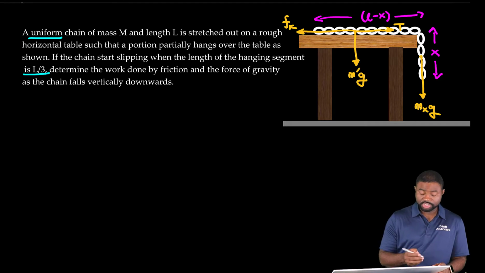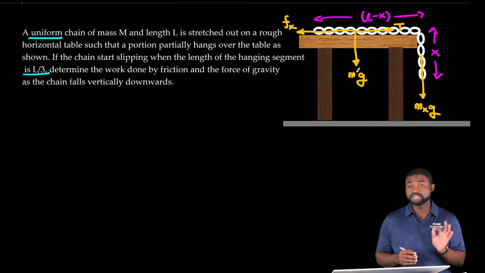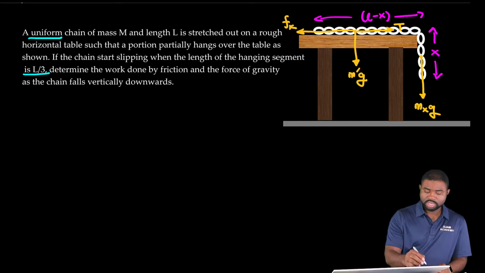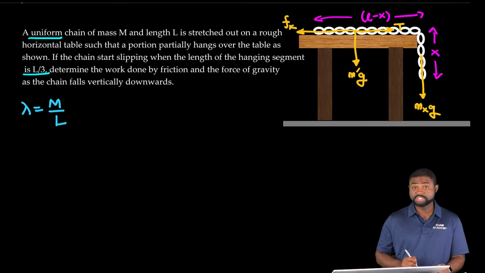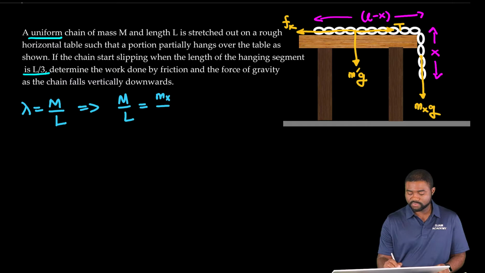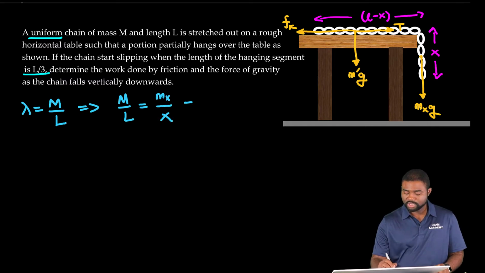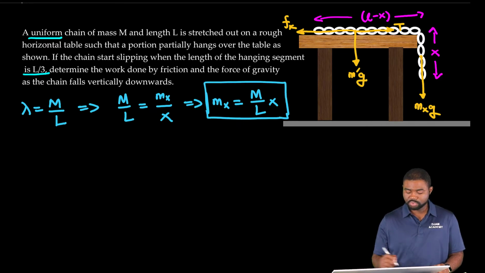So if the chain is uniform, it means that the linear density of the chain is constant, and the linear density of the chain, lambda, is equal to the total mass of the chain divided by the total length of the chain. So this would mean that M over L, the linear density, is constant, and will be equal to mx divided by x. In other words, mx is equal to capital M over L multiplied by x. So this is the mass of the hanging portion.